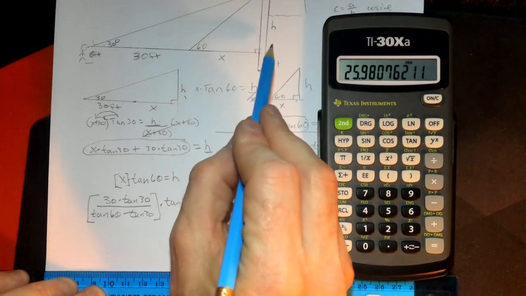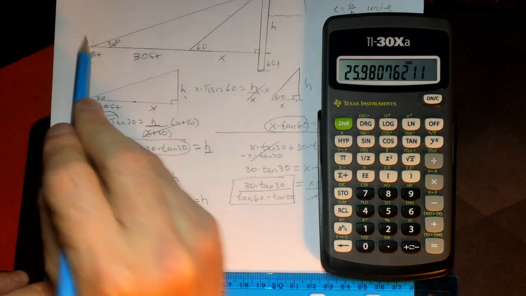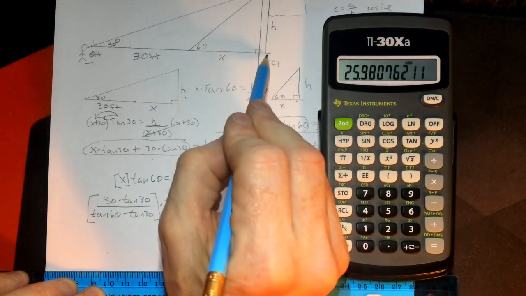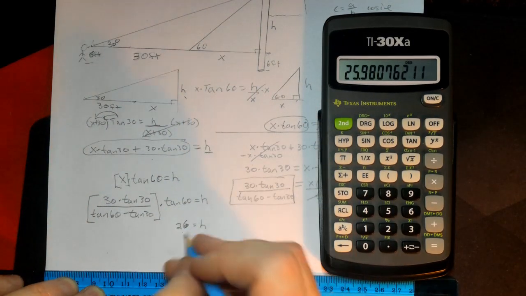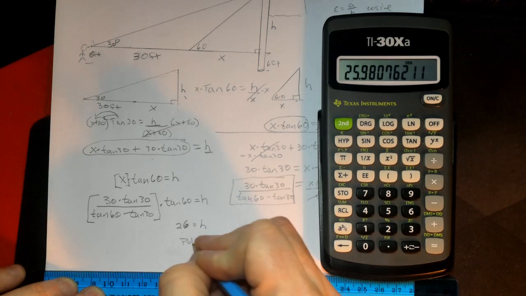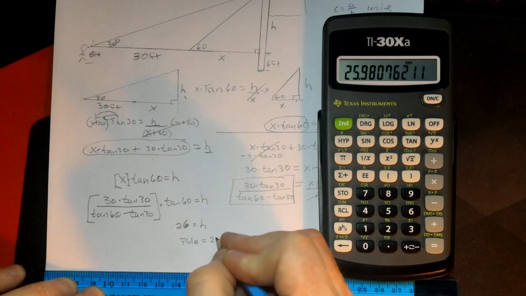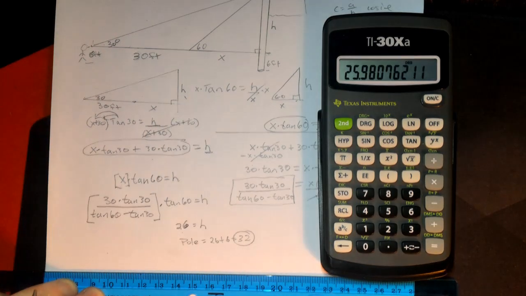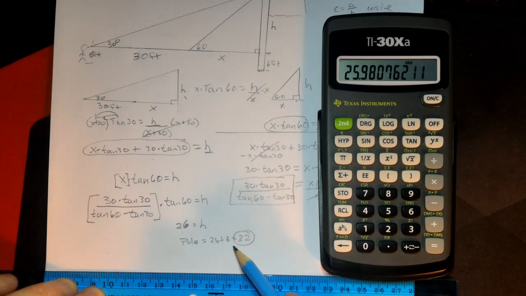And so we've got to realize that the height is from the eye level to up here. So if I look at it, I can say, well, then the real height of the pole is equal to 26 plus 6, or 32. And that would be the height of this flagpole, 32 feet.